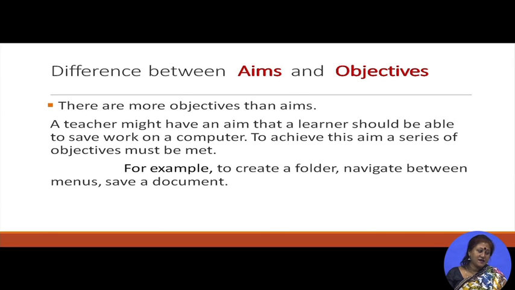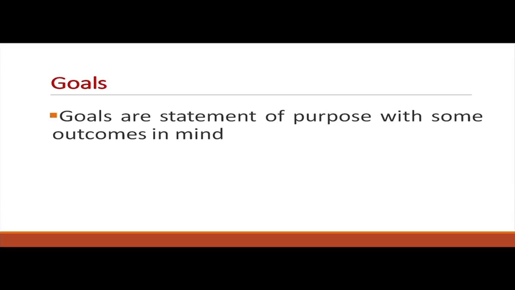Suppose a teacher might have an aim that a learner should be able to save work in the computer. In that case, the learner has to create a folder, navigate between the menus, save a document, these things. So, these are objectives, but the teacher's aim is that the learner should save work in a computer, right. So, aims are like strategy and objectives are like tactics.